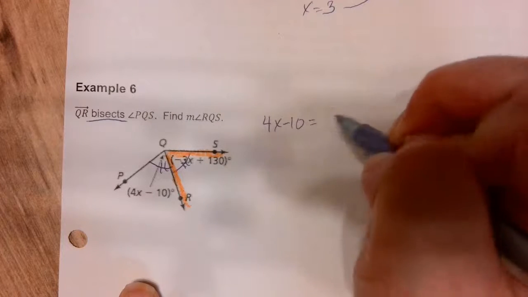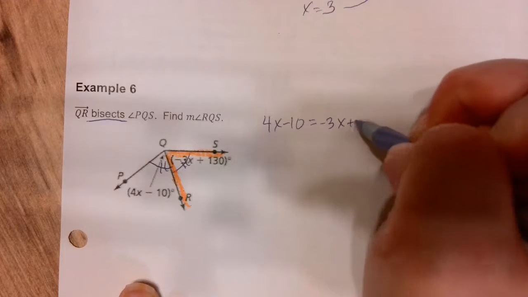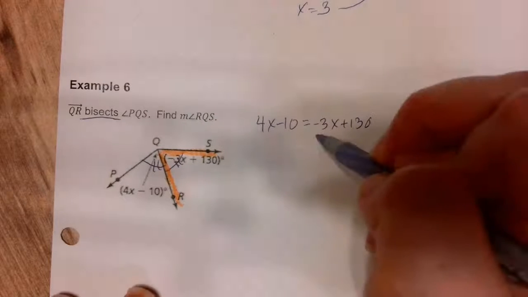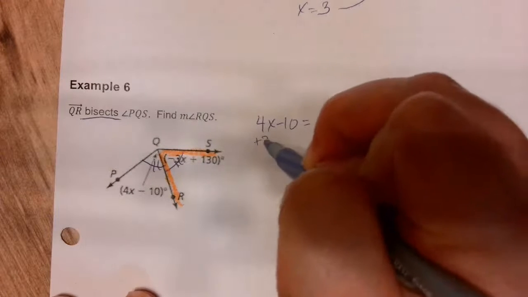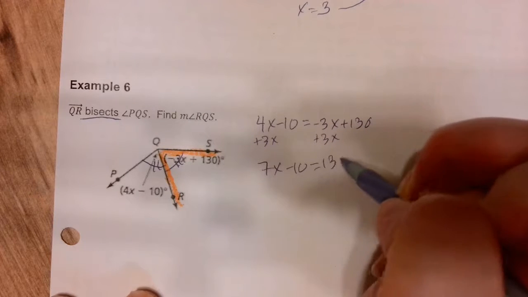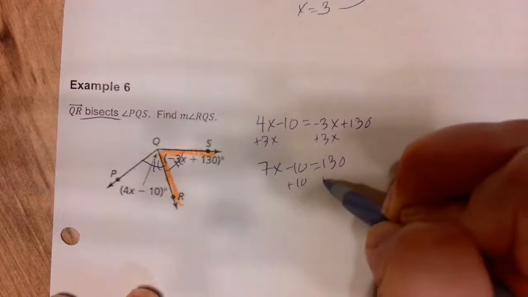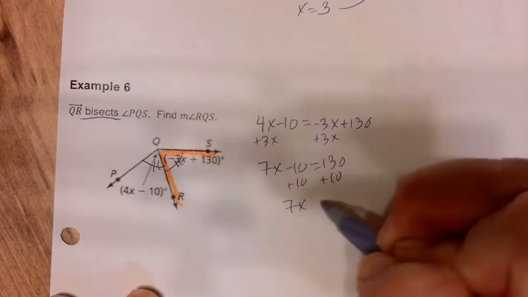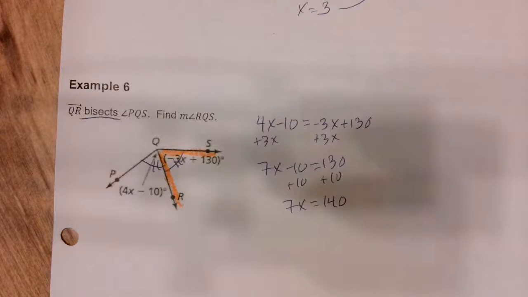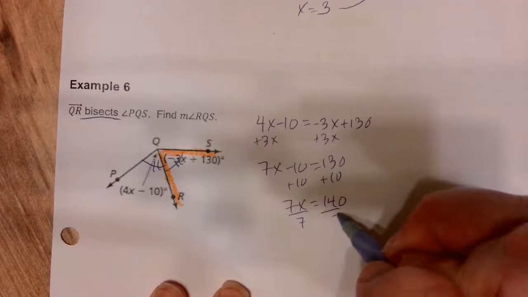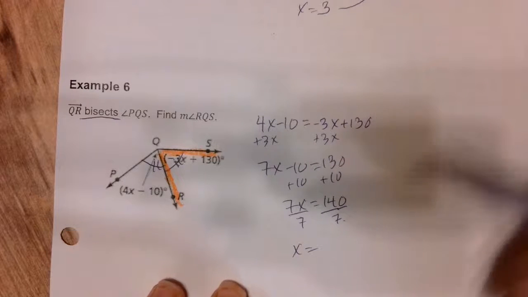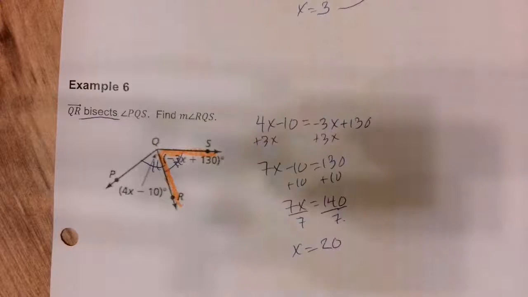4x minus 10 is equal to negative 3x plus 130. And solve. So I'm going to add 3x to both sides. 7x minus 10 equals 130. I do want to see every step. So if you're capable of solving this in your head, if you're capable of solving it with only one step of work, that's great. But for this class, show every step. Divide both sides by 7. 140 divided by 7, x equals 20.